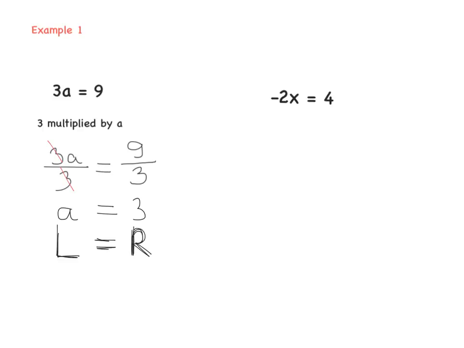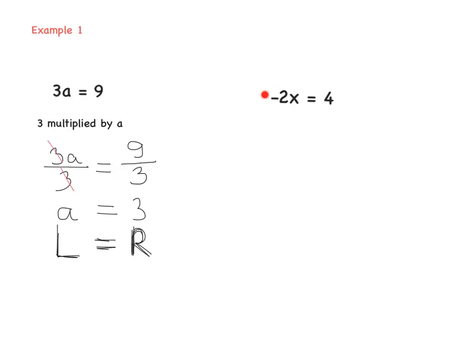And left side equals right side. So this example is done. Okay, and we have the next question here. Minus 2x equals 4. And the same, minus 2 multiplied by x. And we need to get rid of minus 2.